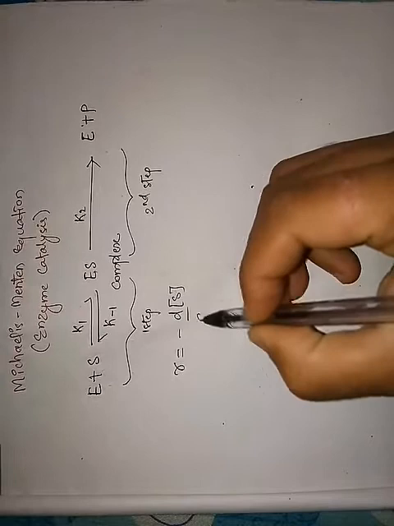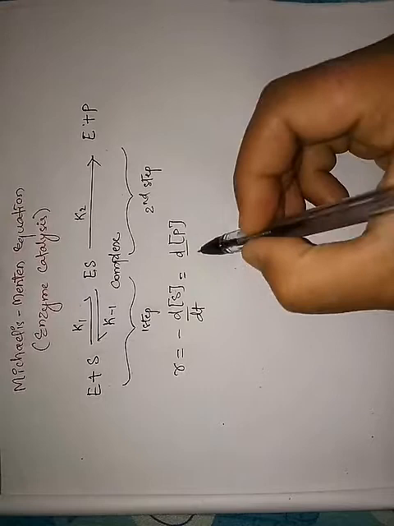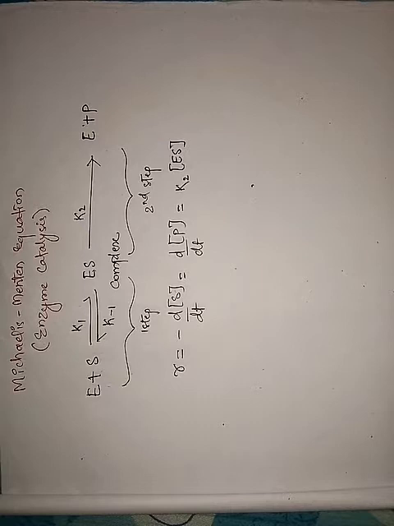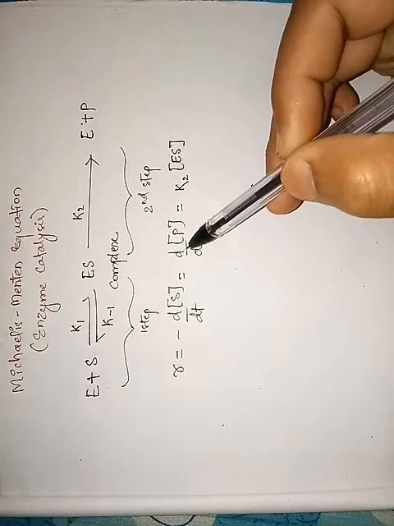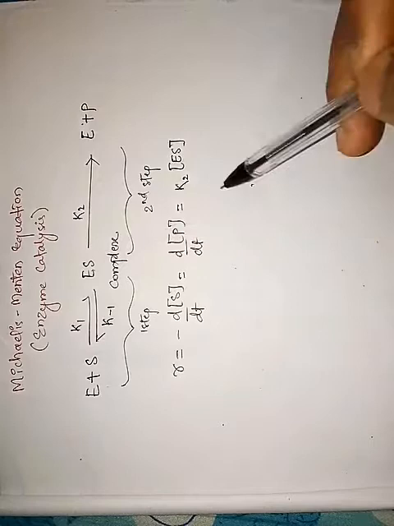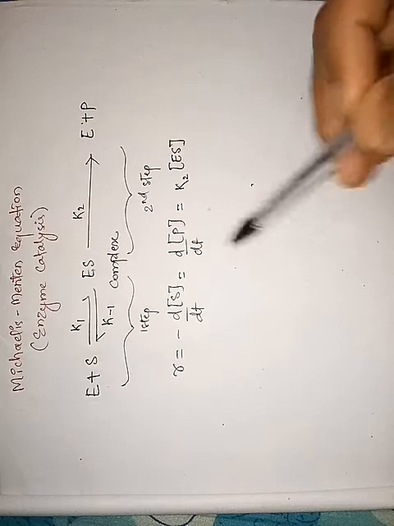concentration of product, which from here we can write as K2 times the concentration of enzyme substrate complex. So the rate of decrease in substrate is equal to the rate of increase in product, which can be written as K2 concentration of ES. From this step 2 equation, we get K2 ES for the change in the product concentration.